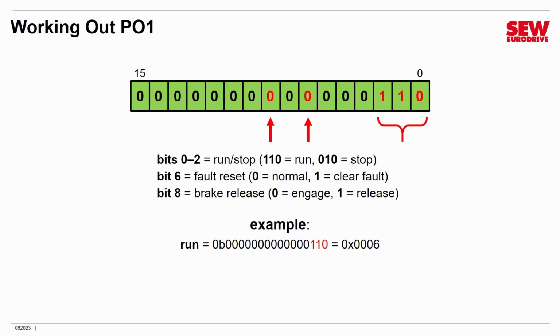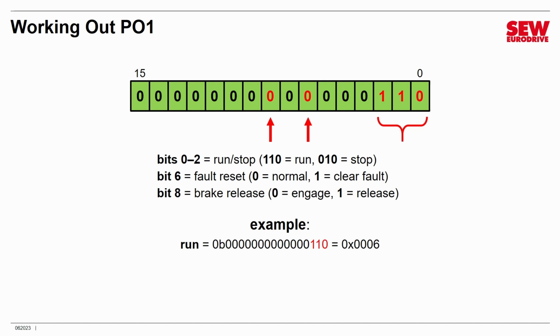All right, well, I hope that went well for you and that you were able to control your MOVIMOT using the Ethernet Master Simulator. I'm about to demonstrate this on my computer, but we need to do a little calculating first to work out some of those POs. We need to work out PO1. We need to work out how to run and stop the MOVIMOT. Now, run was easy. I gave that to you already.